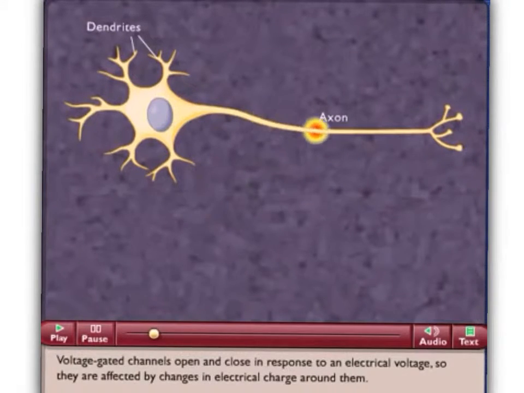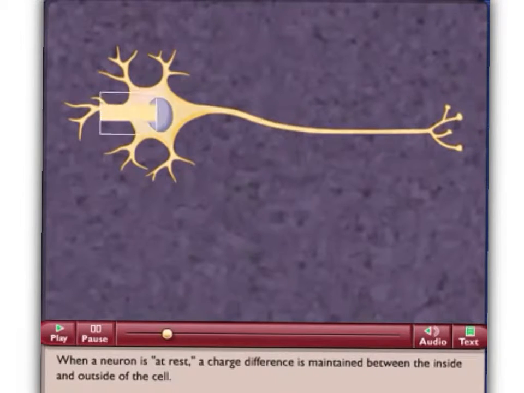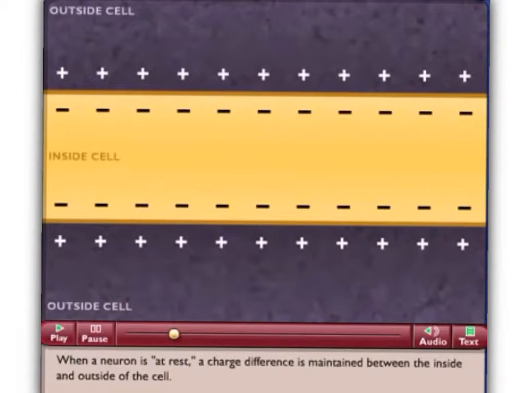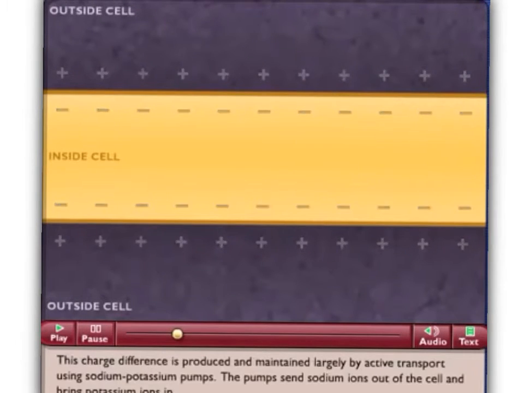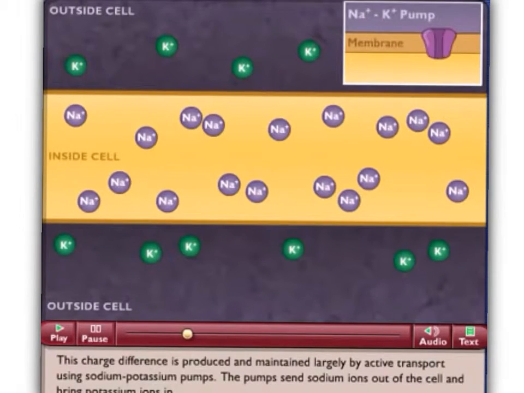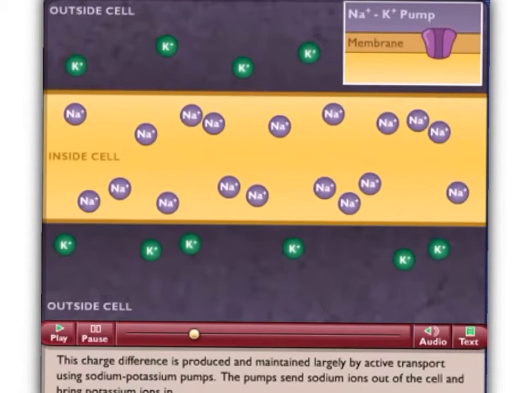Voltage-gated channels open and close in response to an electrical voltage, so they are affected by changes in electrical charge around them. When a neuron is at rest, a charge difference is maintained between the inside and outside of the cell. This charge difference is produced and maintained largely by active transport using sodium-potassium pumps. The pumps send sodium ions out of the cell and bring potassium ions in.